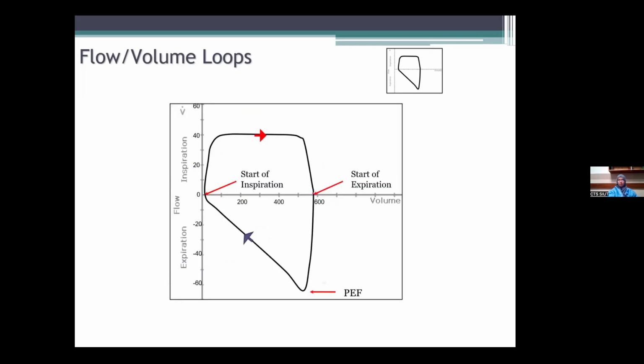So these are the 2 points that we need to see: where your inspiration is starting, where it's ending. So it is going to start from a predetermined volume, and then it's going to end up at the set volume of tidal that you have determined for the patient. And then once that tidal volume is achieved, it is going to go into expiration, with this being the peak expiratory flow, and then it will return to the baseline tidals.